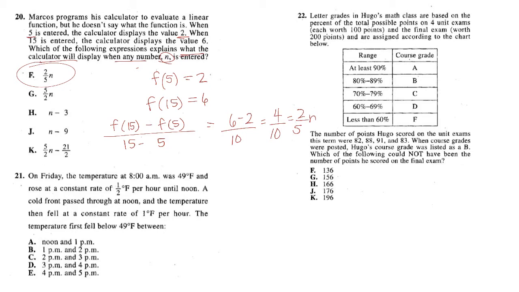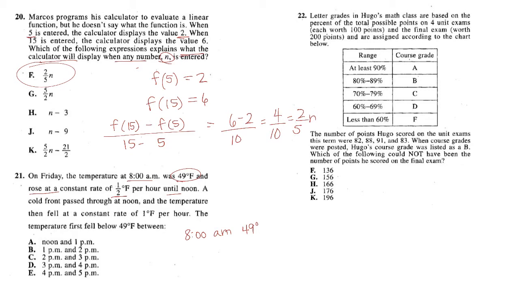Okay, moving on. Number 21. Here we have another temperature change, very similar to the previous problem. On Friday, the temperature at 8 a.m. was 49 degrees and rose at a constant rate of 1/2 until noon. So I have here at 8 a.m., we would have 49 degrees. And then it's going to rise 1/2 until we get to noon.